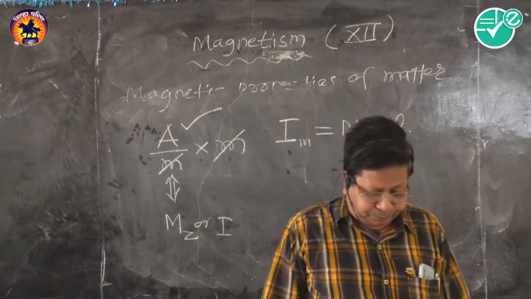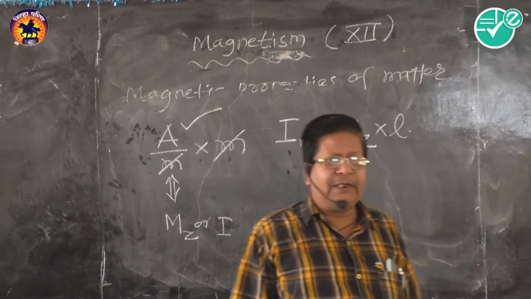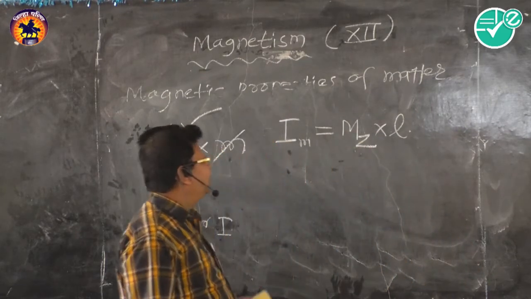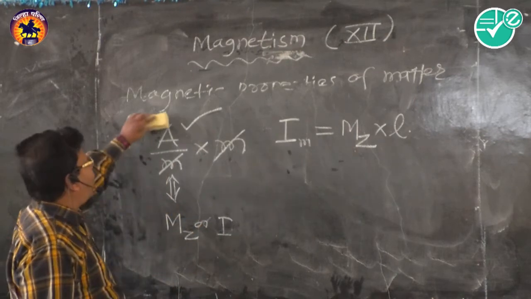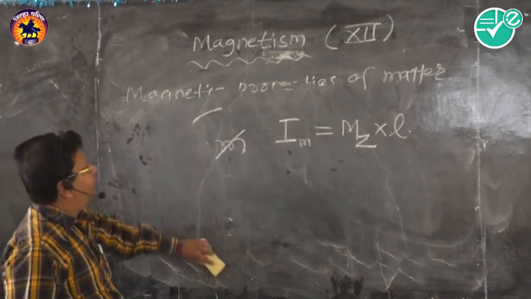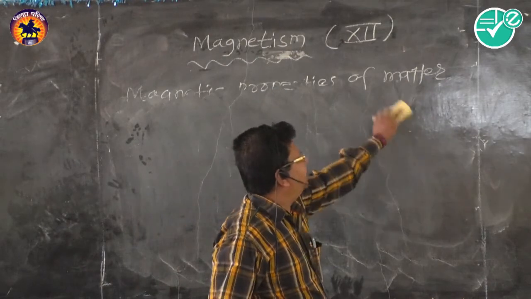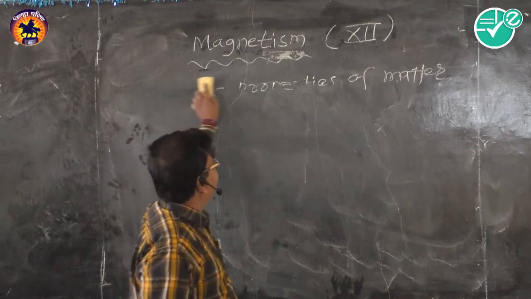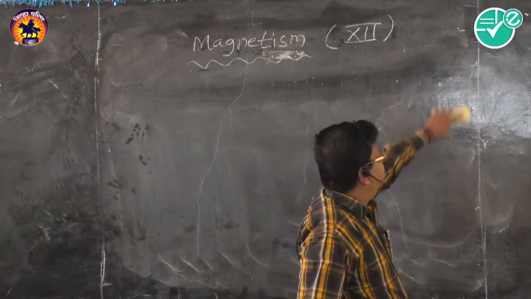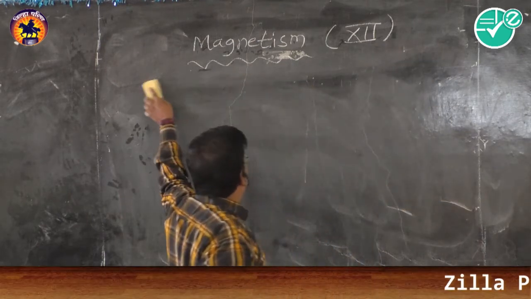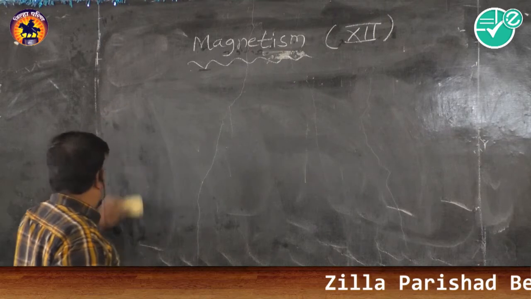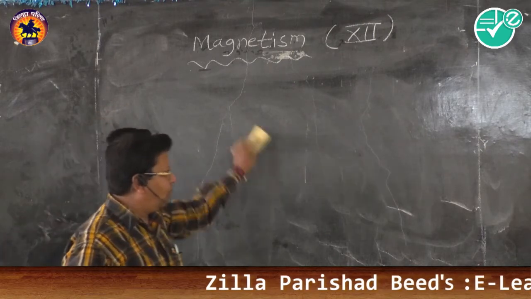So magnetizing current is nothing but the product of intensity of magnetization multiplied by the length. By using this formula, we can illustrate or solve one numerical.